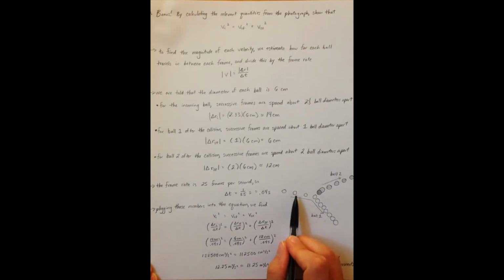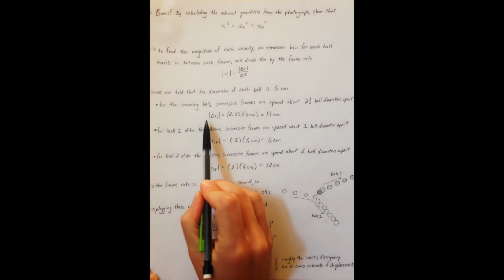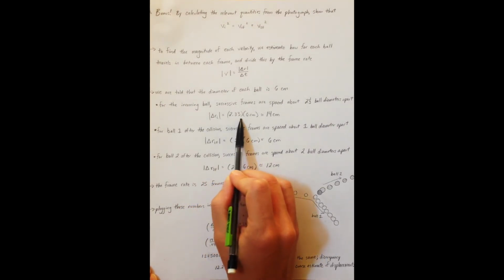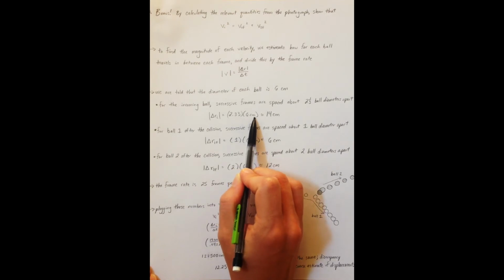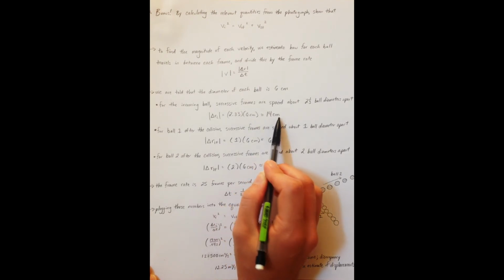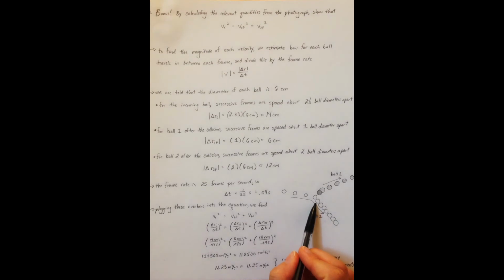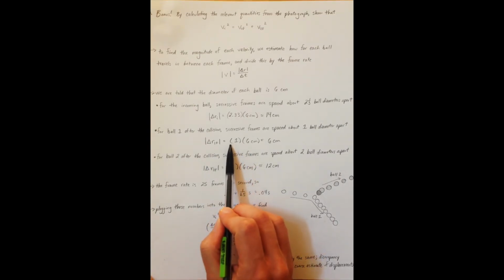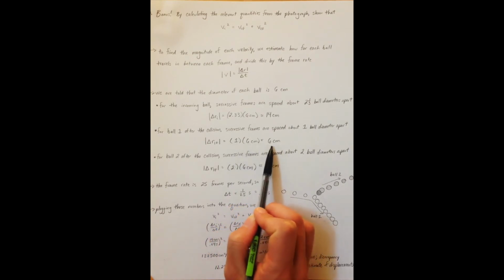For the incoming ball, it looks like the ball travels 1, 2, and roughly 1/3 ball diameters in between these two frames. Therefore, the displacement for the incoming ball would be 2 1/3 ball diameters times 6 centimeters, because each ball diameter is 6 centimeters across, to give us roughly 14 centimeters. For ball 1, it looks like the ball travels 1 ball diameter in between the two frames. The displacement for ball 1 is therefore 1 ball diameter times 6 centimeters to give a displacement of 6 centimeters.